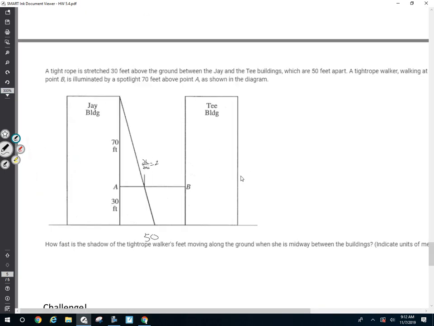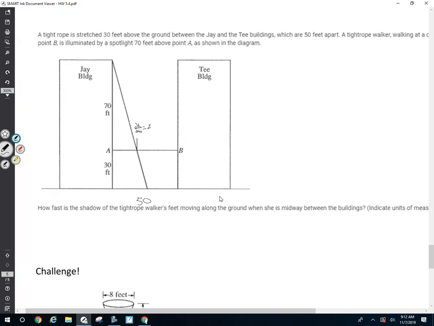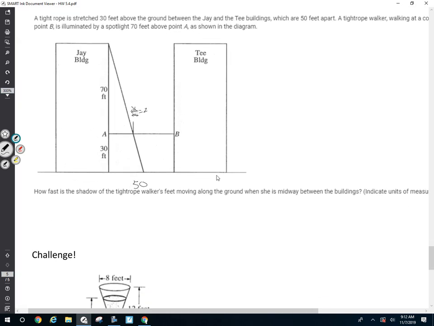From point A to point B, he's going away from A, and is illuminated by a point 70 feet above A, as shown in the diagram. How fast is the shadow of the tightrope walker's feet moving along the ground? So here is the shadow right here, and we're going to try to find how quickly it's moving on the ground. I'm going to call the shadow's length S, and I want to find dS/dt.